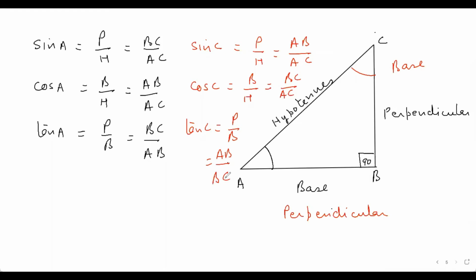Now check it. This is very important. What are sin A, cos A, tan A? What are sin C, cos C, tan C? This is very important. Try to understand it. When we talk about angle A, then base is AB and perpendicular is BC. When we talk about angle C, then base is BC and perpendicular is AB.